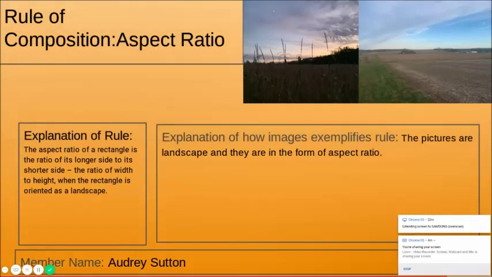The explanation of the aspect ratio is the ratio of its longer side to its shorter side, the ratio of width to height when the rectangle is oriented as a landscape. The pictures are landscape and they are in the form of an aspect ratio.